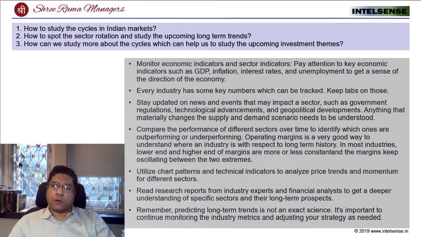It mean reverts back to the lower end of the margin again, and again exactly the same thing keeps happening. There's this oscillation between the lower end and the higher end of the margin, the margin extremes. So a good time to buy is when you're at the lower end of the margin, and then patiently wait till you get to the higher end of the margin. So that's another way to look at how to play cycles.